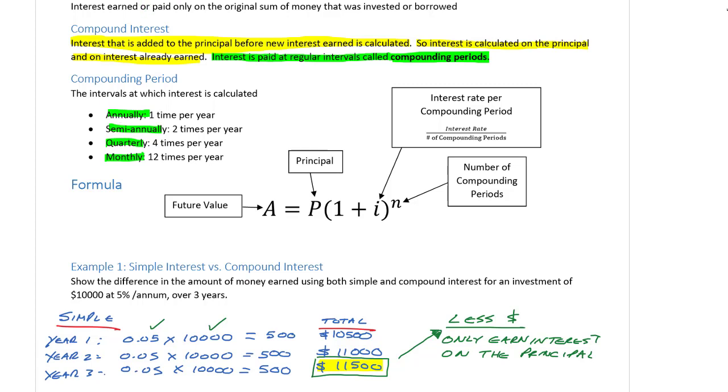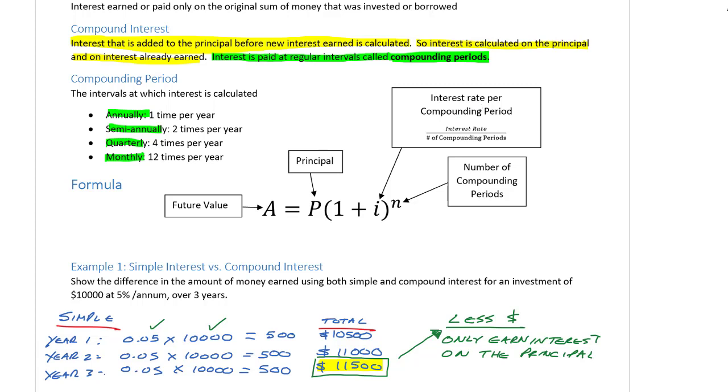So let's check out this formula. A, again, is our future value. That's the amount. P is the principal. We go 1 plus I. For some reason, all the textbooks like to use I for the interest rate here, but they use R for the rate when we're doing simple interest. I don't know why we can't just stick with one letter. It drives me nuts. But there you go.